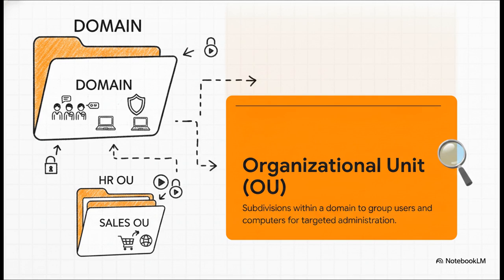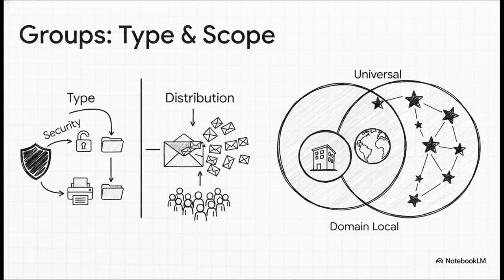By placing all the HR employees and computers into a specific HR OU, IT administrators can apply security policies that are targeted strictly to that department without messing up anything for anyone else. And inside those OUs, we use groups to manage access. Now, this brilliantly illustrates where a lot of beginners trip up.